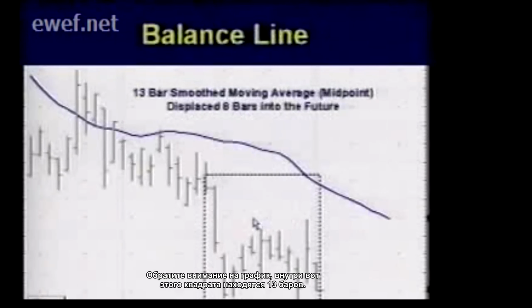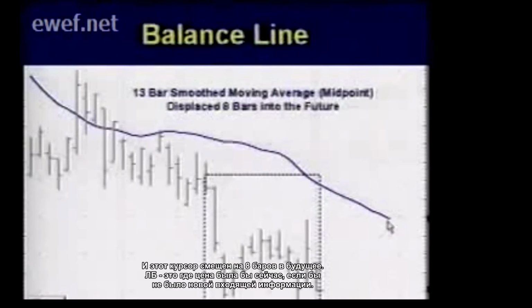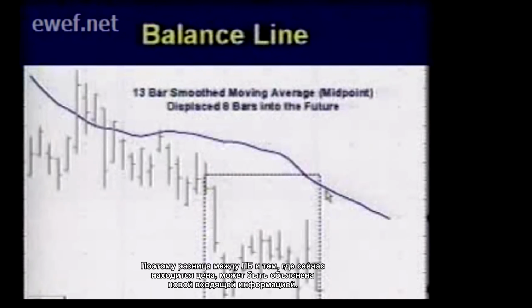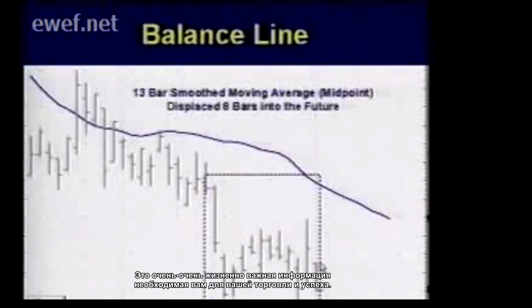So looking at it on the chart, if you see this square here, inside this square there are 13 bars. And if you were to take the midpoint of each one of those 13 bars, average it out, what you would get would be this point right here, where the cursor is. And that cursor is offset 8 bars into the future. Now remember that the balance line is where the price would be right now if there were no new incoming information. So the difference between the balance line and where the current price is can be attributed to new incoming information. That's very, very vital information for your trading and your success.